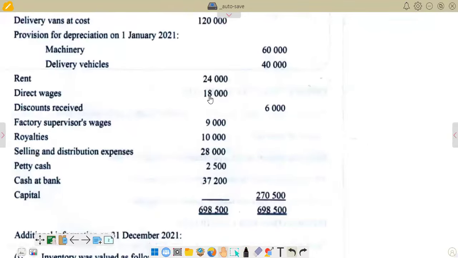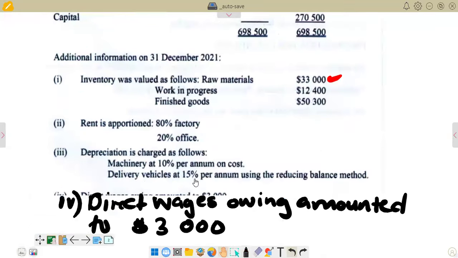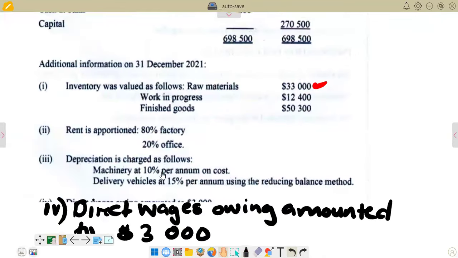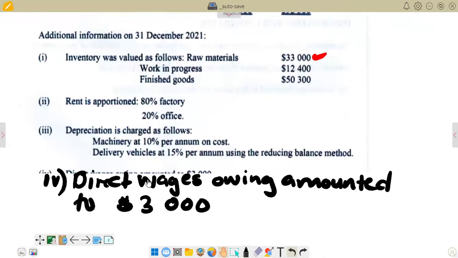You see that we've got 18,000 here. There's our direct wages figure, 18,000 indicated here. So before you enter that figure, obviously you go to additional information to check if you have got any prepayments or accruals of our direct wages. You see that we have got direct wages owing amounted to 3,000.